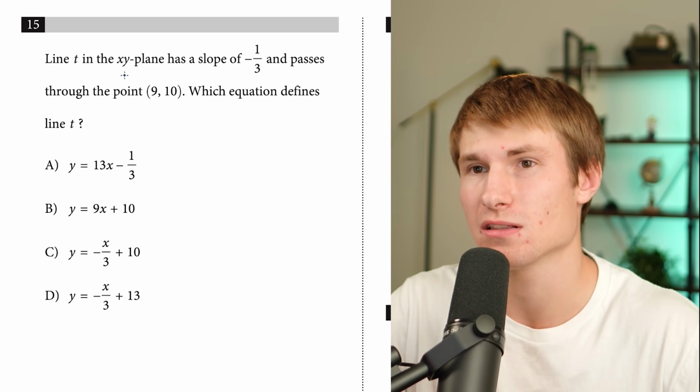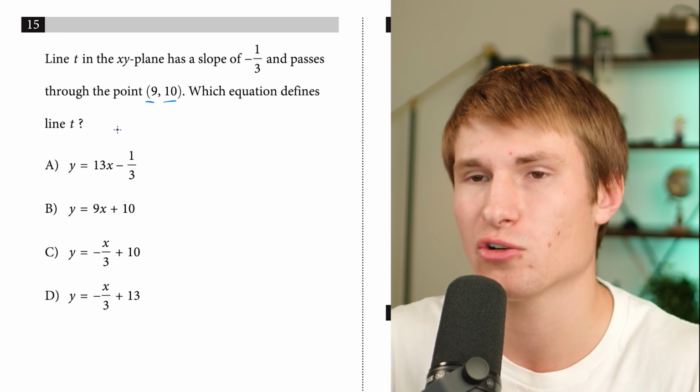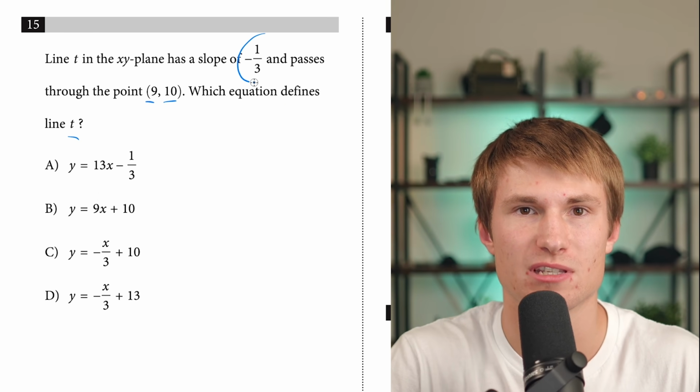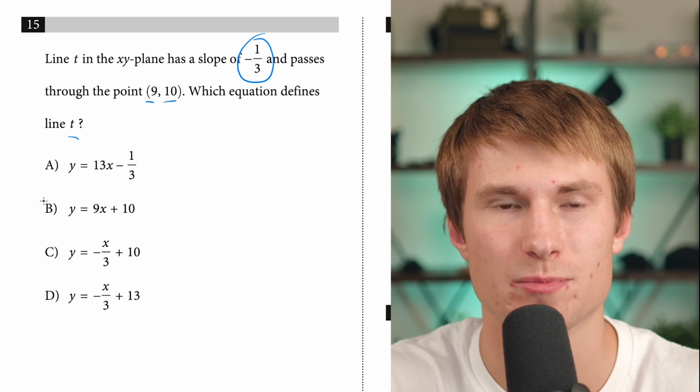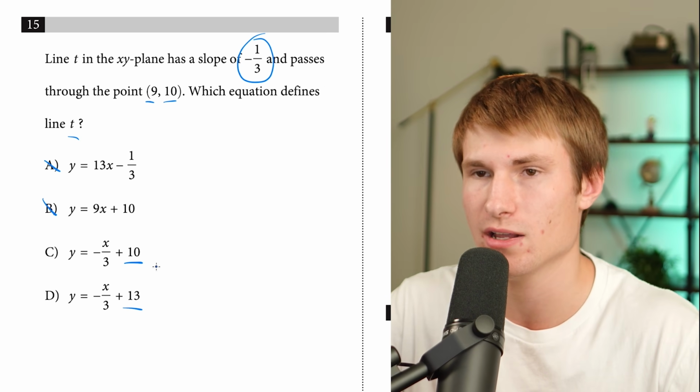Question 15 states line T in the xy plane has a slope of negative 1/3 and passes through the point 9, 10. Which equation defines line T? First thing I'm seeing is I've got this slope of negative 1/3, which means I can get rid of answer choices A and B, and I'm left with C and D, the only difference with the two being their y-intercepts.